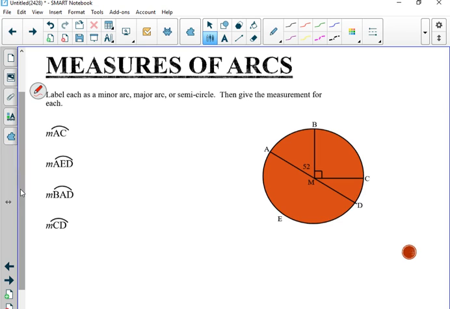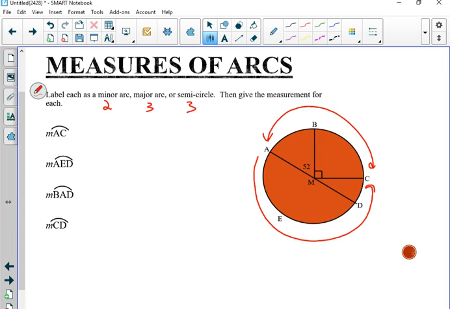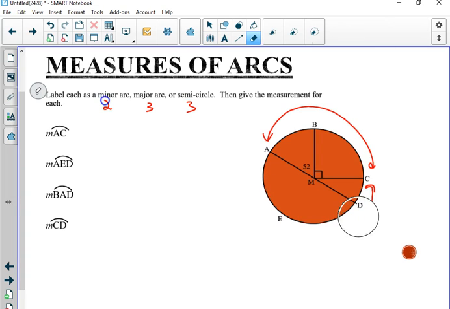Okay, so they will each be a minor, major, or semicircle. Well, remember, minor arc uses 2 letters. Major and semicircle use 3. All right? So AC. This helps us because for AC, we've got to know whether we're going this way or this way. Well, if we go the top way, it's less than 180. If we go the bottom way, it's more than 180. So therefore, we know that we're going this direction because it only has 2 letters. So it has to be a minor arc.